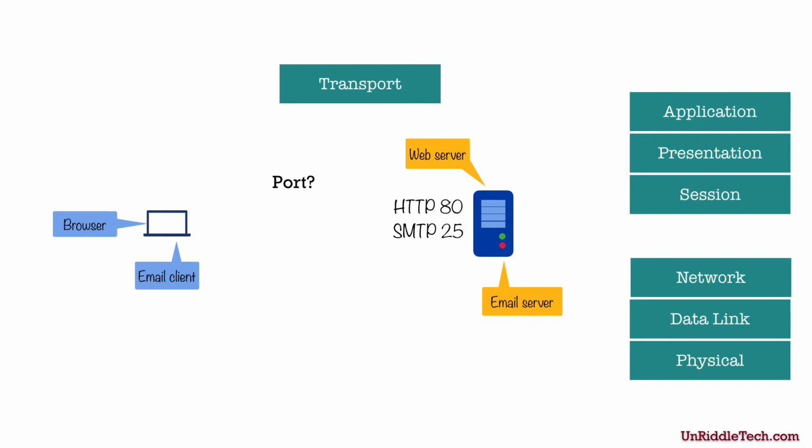The browser application in the laptop will open a random port, say 57423, and this will be the source port. The destination port may be port 80 as it is web traffic. So the information will be transmitted between port 80 on the server and port 57423 on the laptop. There may be another port in the laptop talking to port 25 on the same server for email traffic.